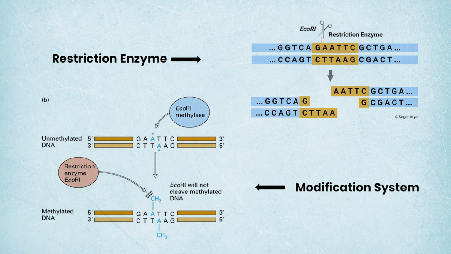So, they often identify palindromic sequences, recognize the short sequences, and cut exactly at the target sequence for the restriction endonuclease enzyme. You can see it is like a scissor. It will cleave that particular sequence and fragment the DNA. Once the restriction enzyme acts, fragmentation of the foreign DNA starts, and further, other endonuclease or nuclease enzymes will completely break down the foreign DNA strand.